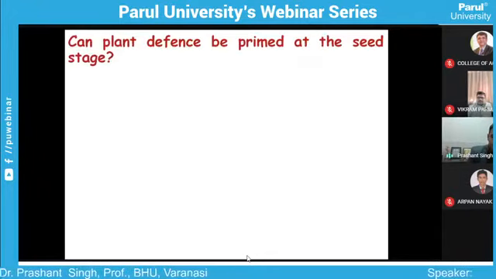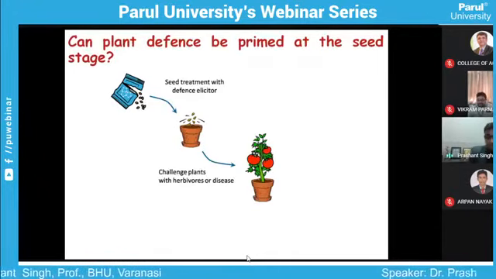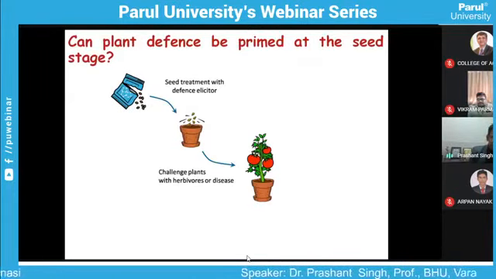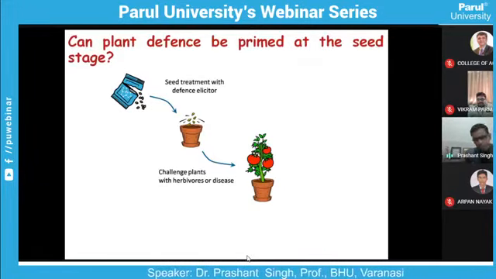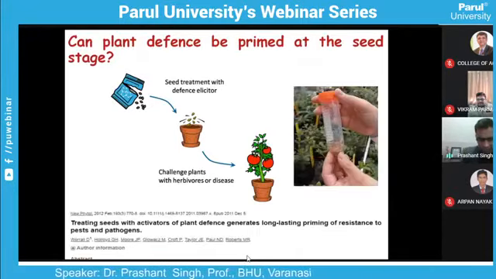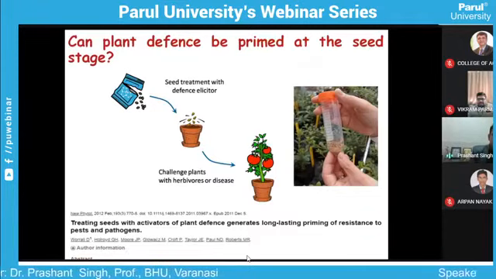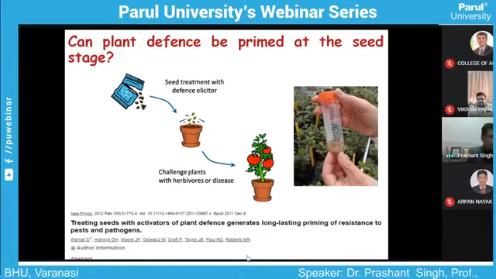I can just show you an example. One is the seed stage, when I was in Lancaster, Britain. We simply took tomato seeds. These tomato seeds were treated with jasmonic acid as an elicitor. After this, the seeds were planted, tomato plants grown, and then they were challenged with Botrytis cinerea. This is one of the pathogens that cause a disease. And these plants were super protected. So definitely you can prime the plant even at the seed stage.